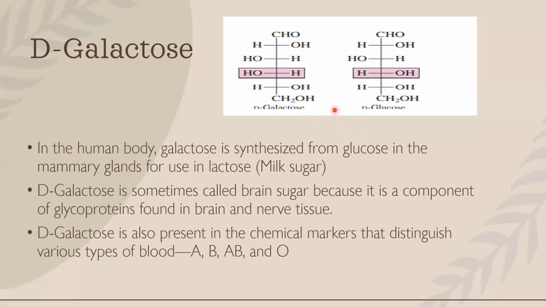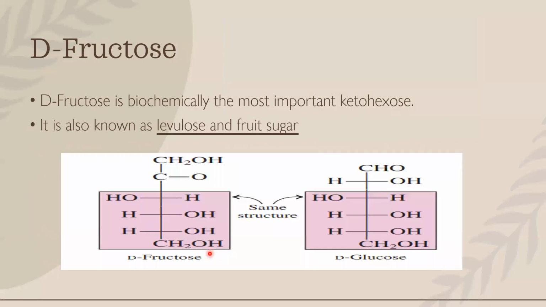D-galactose in the human body is synthesized from glucose in mammary glands for use in lactose. These are the milk sugar. D-galactose is sometimes called the brain sugar because it is a component of glycoproteins found in brain and nerve tissue. D-galactose is also present in chemical markers which distinguish various types of blood, which are A, B, AB, and O.